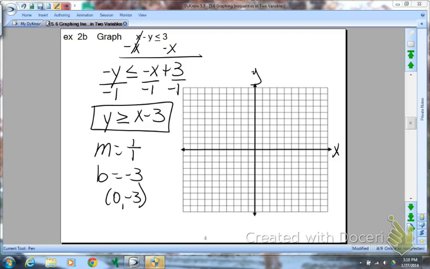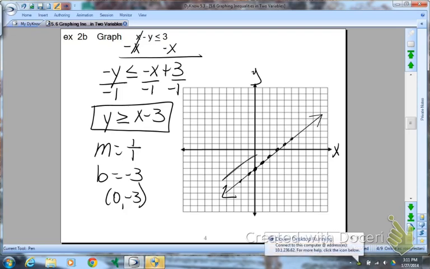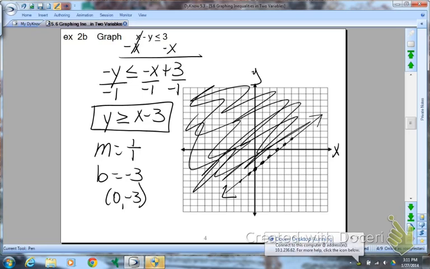We plot (0, -3). Going to go up 1 over 1, up 1 over 1. Solid line, and then it's greater than or equal to, so do we shade above or below? Above, which is above. Very obvious to see what is above and below.